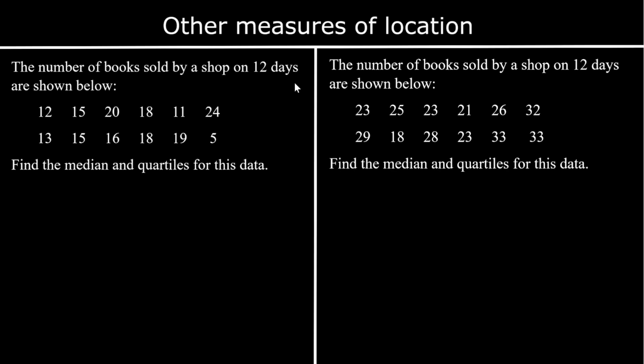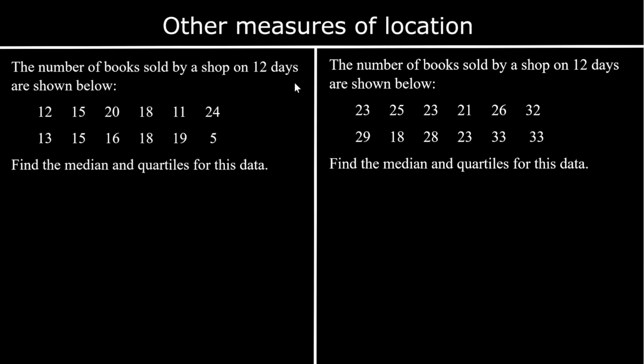In this video, we are looking at other measures of location. We're going to look at the median again. So the median is halfway through the data. The lower quartile, which is a quarter, 1/4 of the way, 25% of the way through the data. The upper quartile, which is 3/4 or 75% of the way through the data.